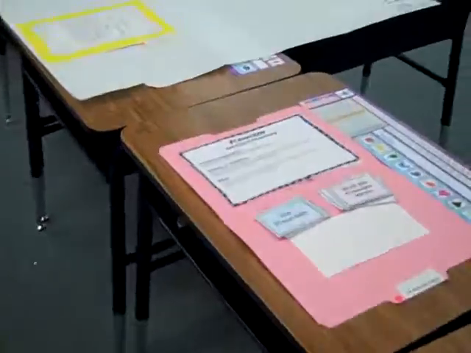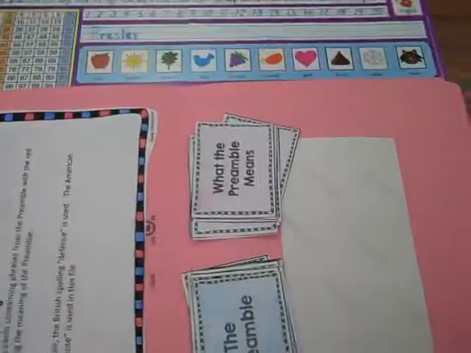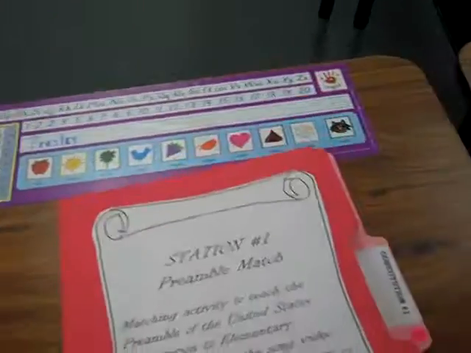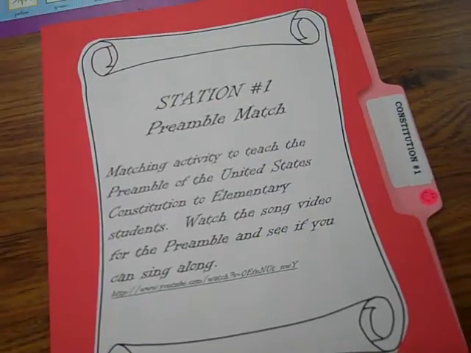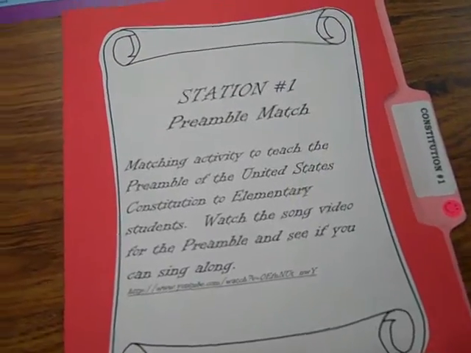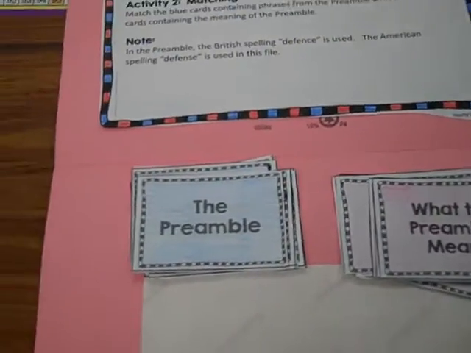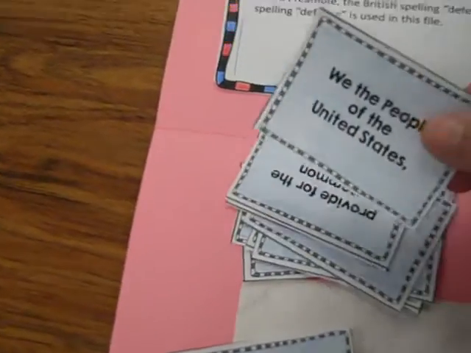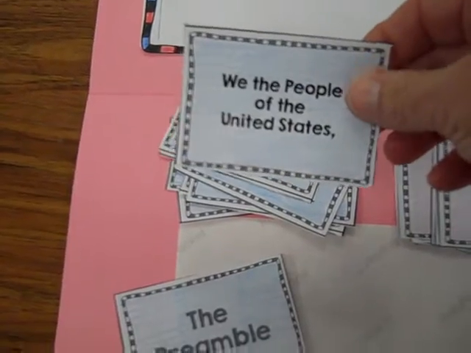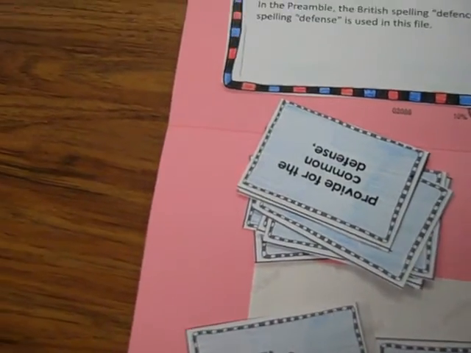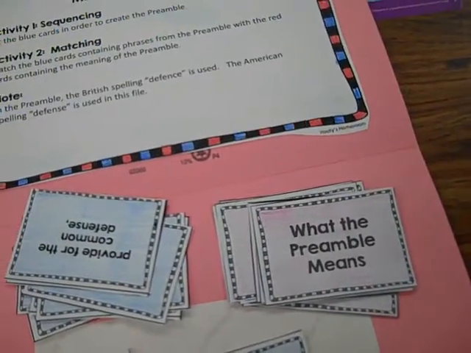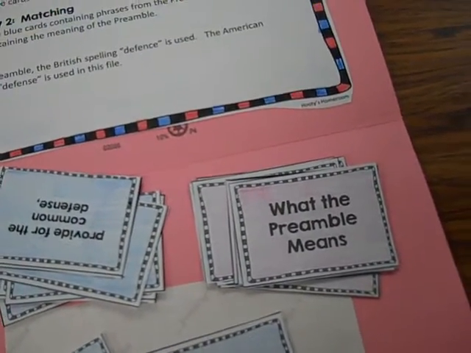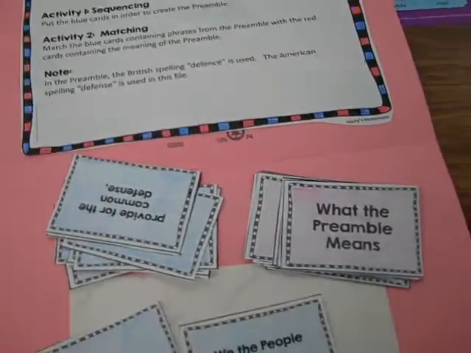So the students would listen to that catchy little tune, and after they listened to it, and maybe they were able to sing along with it, they would come back over here, and this is a folder game teaching them the preamble of the United States Constitution, and they would take the blue cards and put them in the order that they belong in the preamble, and then the red cards are really saying what the preamble means. And so that would be an activity that they would do.